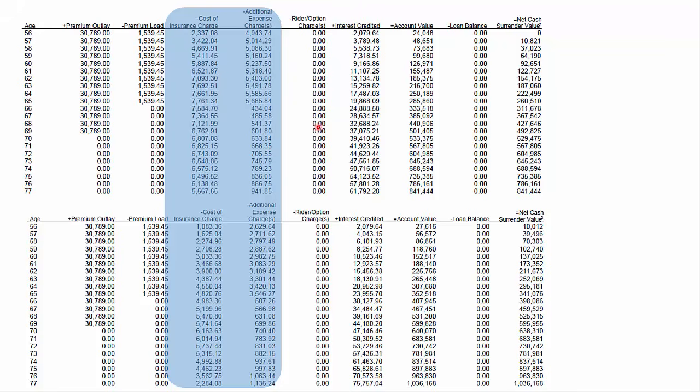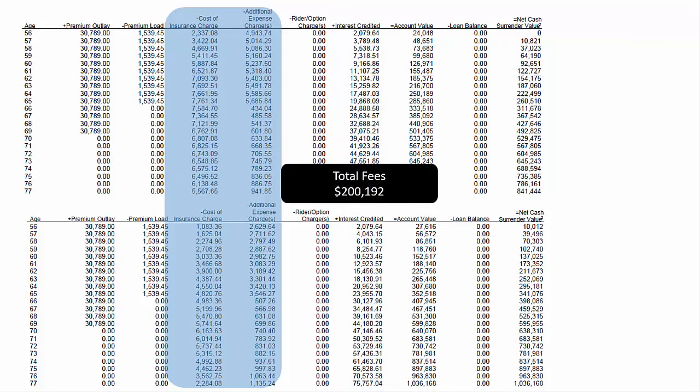So what I want to do is focus on the total fees that we're paying on top versus the total fees that we're paying on bottom. So on top, we've got total fees of $200,192. And all I did was add up cost of insurance and additional expense. I did not include the premium load because the premium loads are the same in each instance, so that doesn't matter to us. $200,000 on top. On the bottom, I structured it differently. I made it as beneficial for the client as I possibly could. And it results in about $70,000 less in fees, $132,000 in fees versus $200,000 in fees.